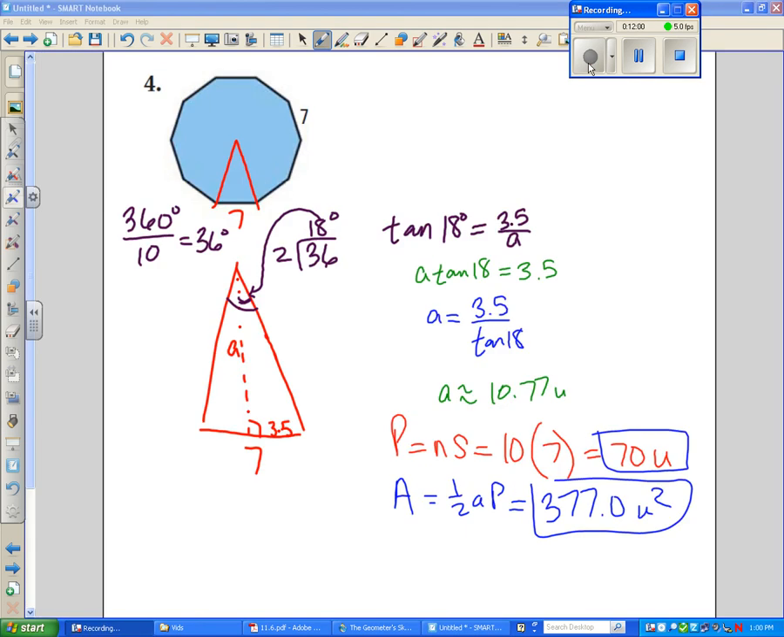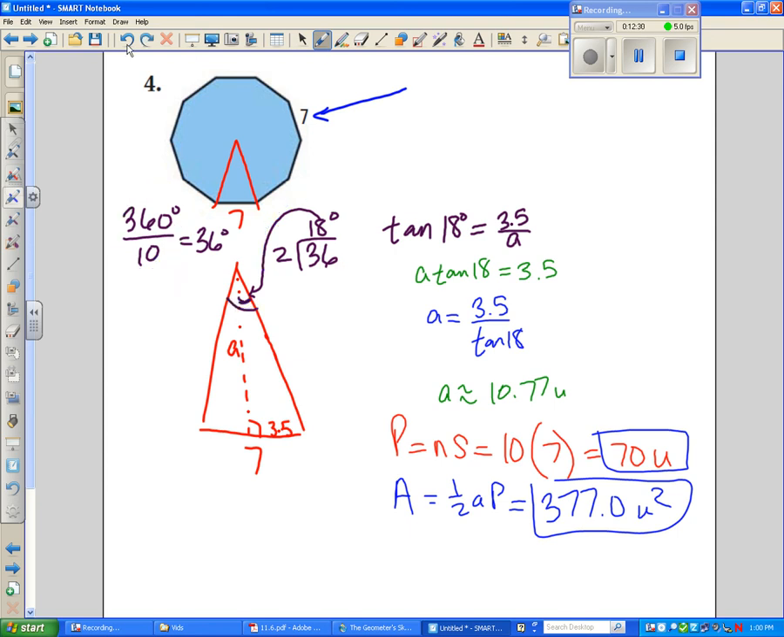Number 4 is a little trickier because all you're given is the side length. But if you've got the side length, you can make this triangle right here where we have a side length of 7, we have the radius and the apothem. Now, the tricky part here is noticing the angle and then using some trigonometry to find out the apothem. Now, this is the central angle. The central angle, if there are 10 sides, is 360 divided by 10, which I found to be 36. Now, 36 needs to be split into 2 equal parts. That's what I did here by dividing by 2.